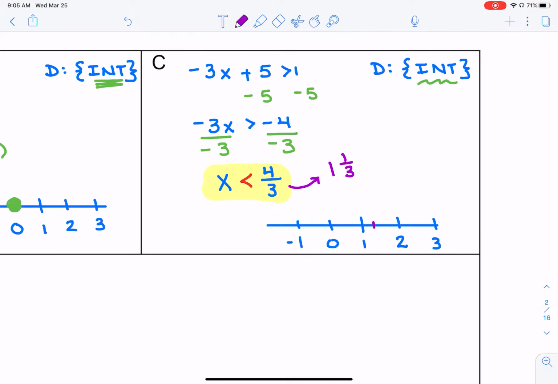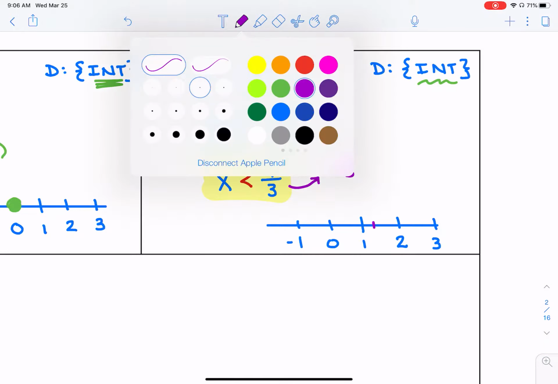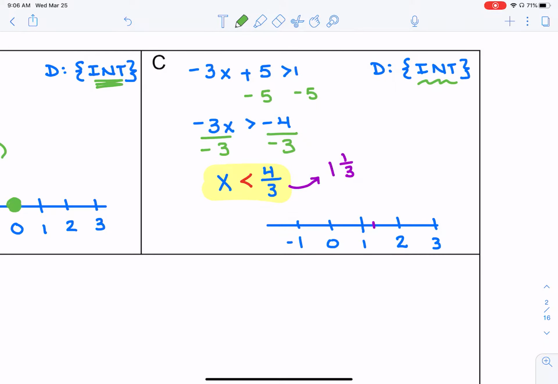But we're not going to graph on that. First of all, it's not a whole number. It's not an integer. And secondly, we are doing less than without an equal symbol. So what we actually end up graphing are the whole numbers or the integers from positive 1 on down. And then we do our filled in arrow to indicate it's going to keep going. So that's what my graph looks like for question C.